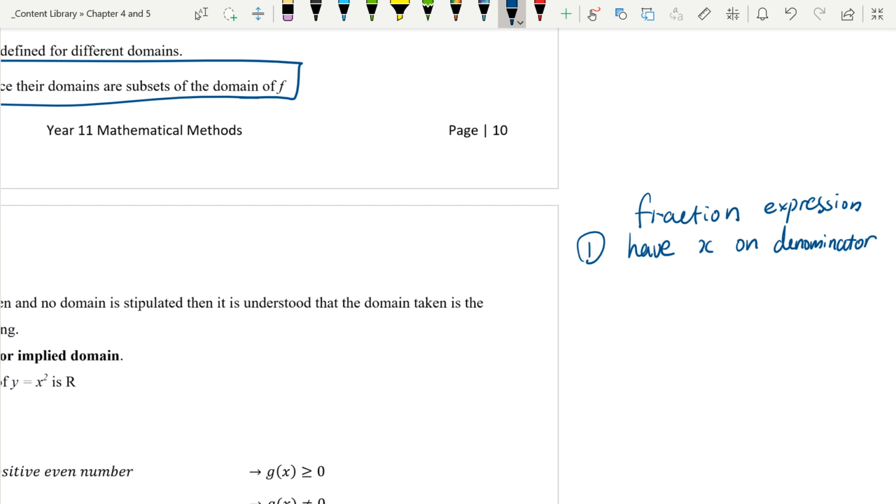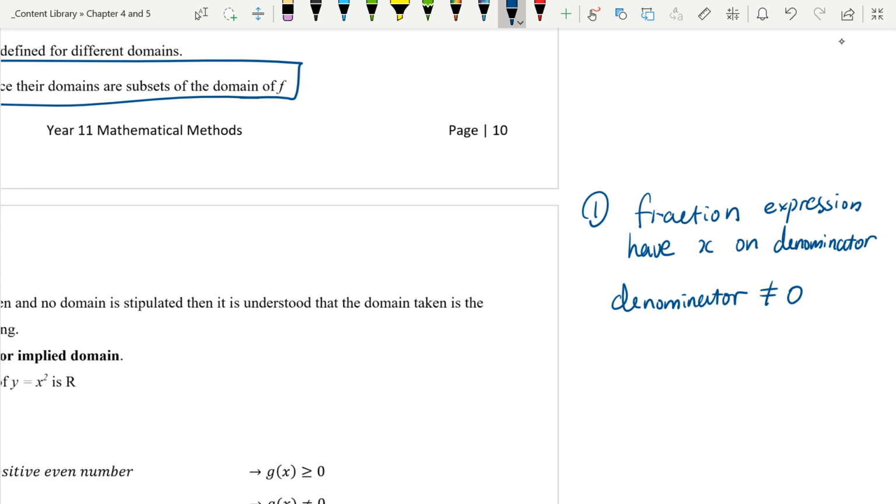My question is, what can't be the denominator? There's one thing that can't be the denominator: 0. So what you need to do is set the denominator not equal to 0. That's your domain. That's how you solve your domain.